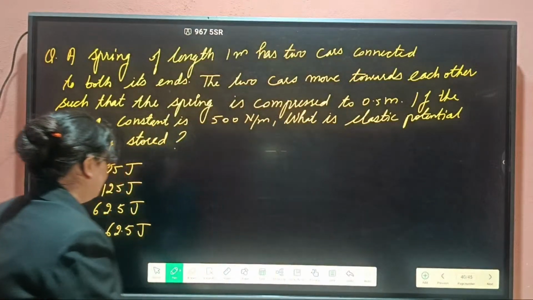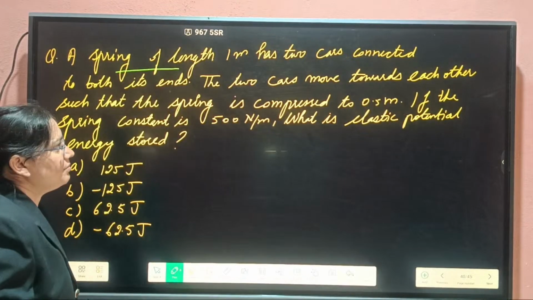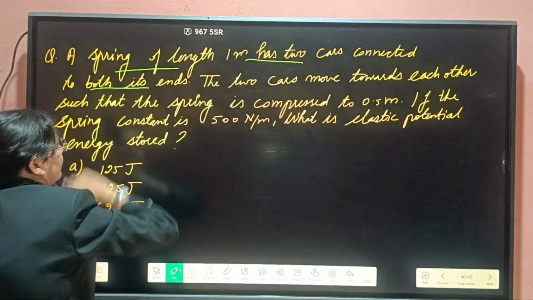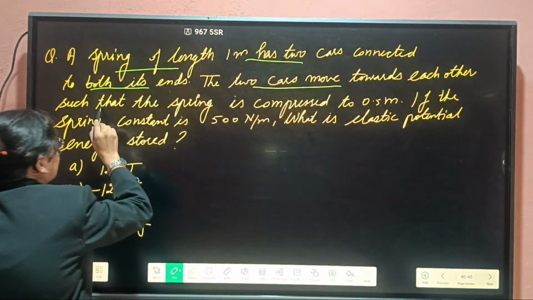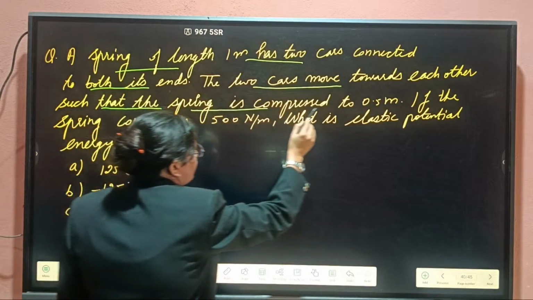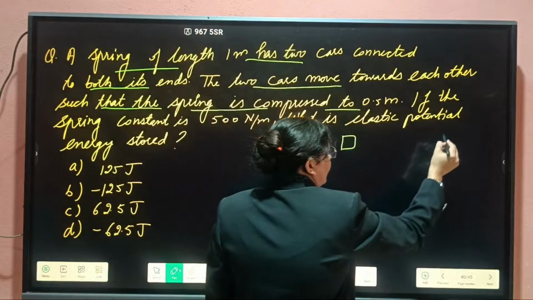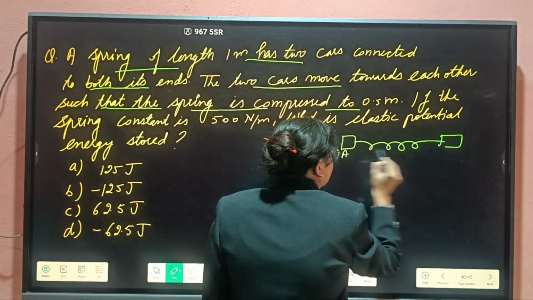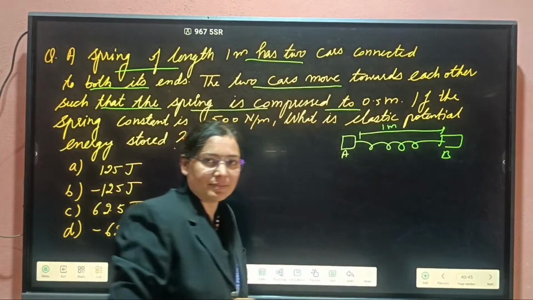Next one question beta, in our that given a spring of length 1 meter has a two car connected to both its ends. Then two car move toward each other such that spring is compressed to 0.5. Okay, one car is here, another car is there, then both are attached with this spring, A and B car. Here its length is given here 1 meter. क्या कह रहा है, 1 मीटर लेंथ है.